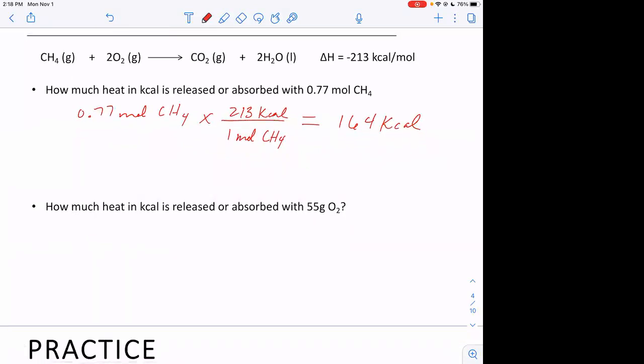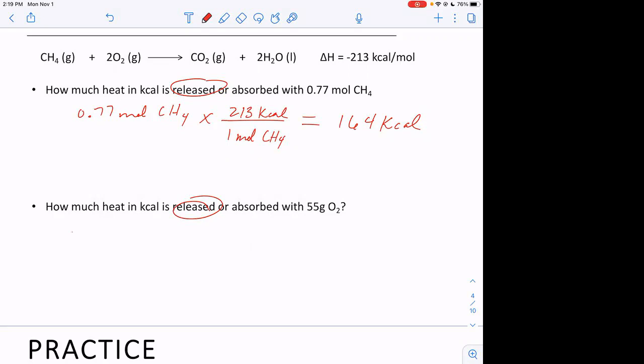Okay. Now we're talking about oxygen. How much heat in kcals is released or absorbed? Oh, it keeps saying released or absorbed. We know this is released, right? Because that's negative. So in both cases, it's released because it's exothermic. With 55 grams of oxygen. So this is an added step. What do we need to do here?